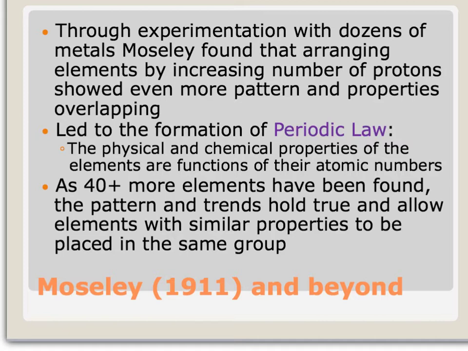And that led to the formation of the periodic law, which you see here. And that just says that the physical and chemical properties of an element or a group of elements are due to their atomic numbers. The atomic number leads to the properties that we see. In the 100 or so years since the periodic law was created, there have been more than 40 elements discovered, and in each case, the pattern and trends hold true. So elements in the same groups have similar properties, and elements within the same period, which we'll talk more about as we go forward.